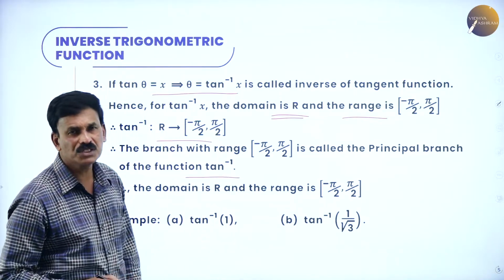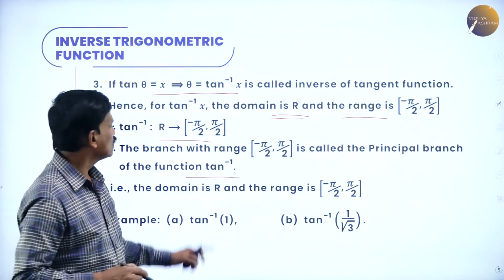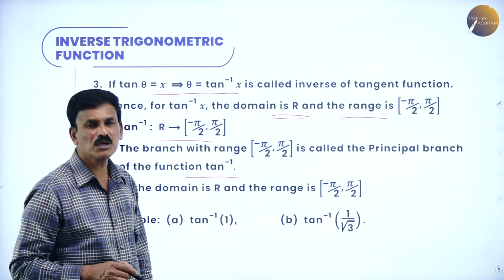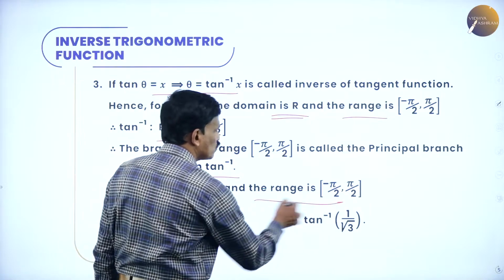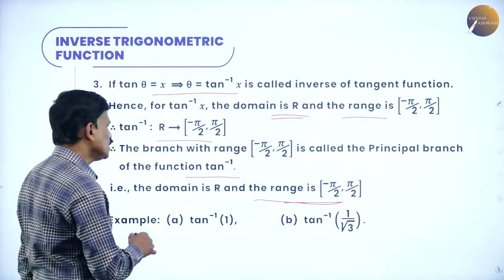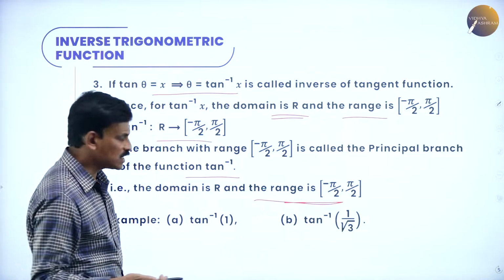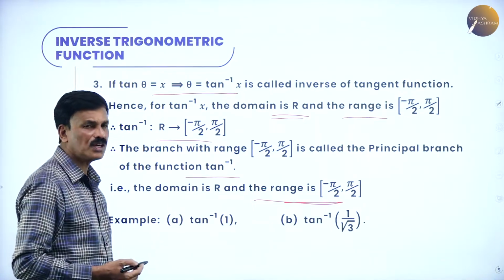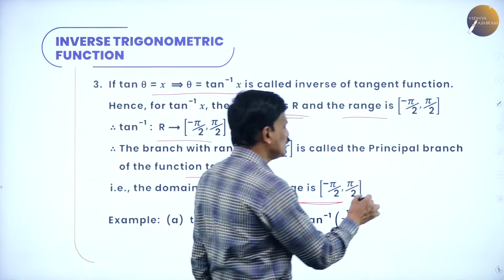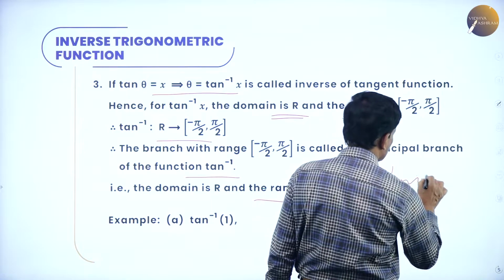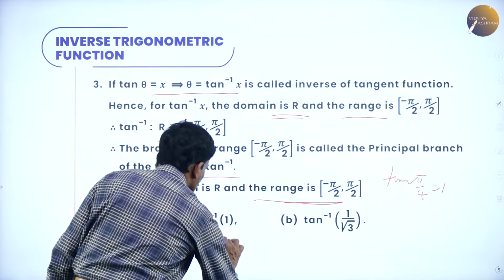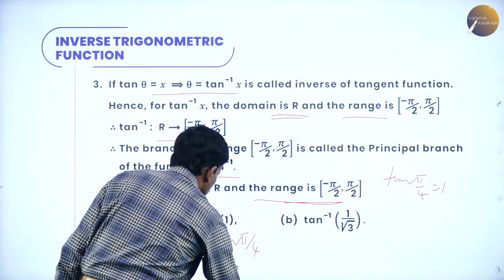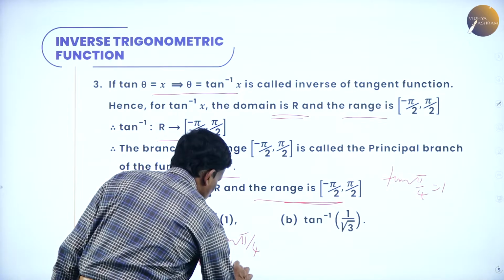For tan inverse x, the domain is R and the range is minus pi by 2 comma plus pi by 2. Hence, let us consider, for example, tan inverse of 1. What is the value of tan 45? Since we know tan pi by 4 is equal to 1, this can also be written as tan pi by 4. So, therefore, here theta is equal to pi by 4.